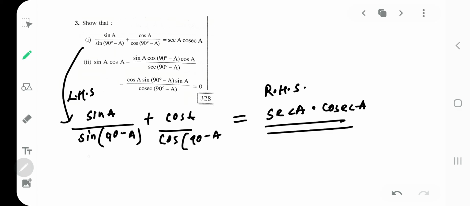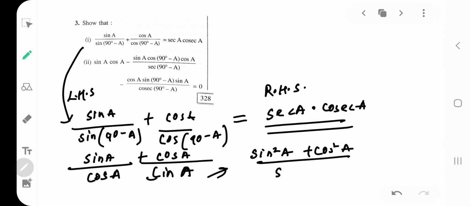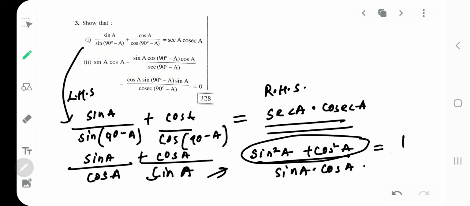For sine A, we'll write sine A only. Upon sine 90 minus theta, can I write it cos theta? That is cos A. For cos A, I will write cos A only. And upon cos 90 minus theta, can I write it sine theta? That is sine A. Now my dear kids, if I just do the LCM, I'll get sine square A plus cos square A upon sine A into cos A. We all know that sine square A plus cos square A is equal to 1, upon sine A into cos A.